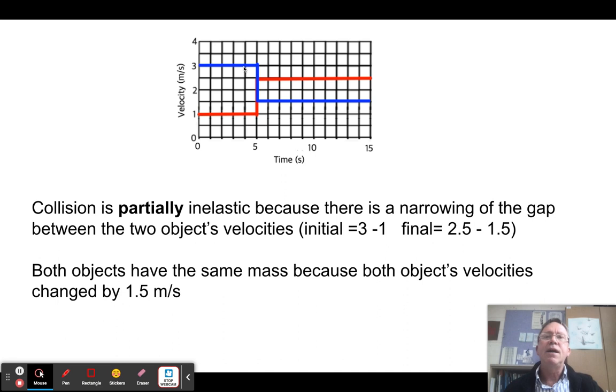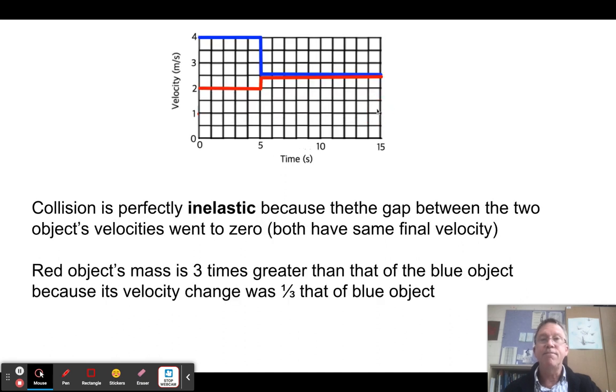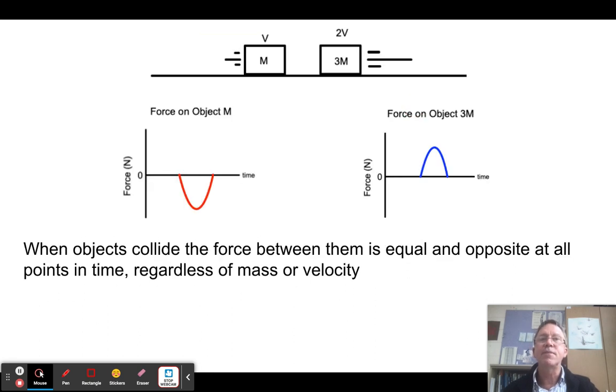Now, I can tell here that they both changed by 3, so I can tell that the mass of these two objects was the same. I look at this one here, and I see that, again, this object has 3 times the mass of this one because it changed by 1/3 as much. But I can see they both came together, and they're traveling together afterwards, so this gap, if you will, went to 0. That tells me that's a perfectly inelastic collision. I have the maximum decrease of kinetic energy I can have while still conserving the momentum.